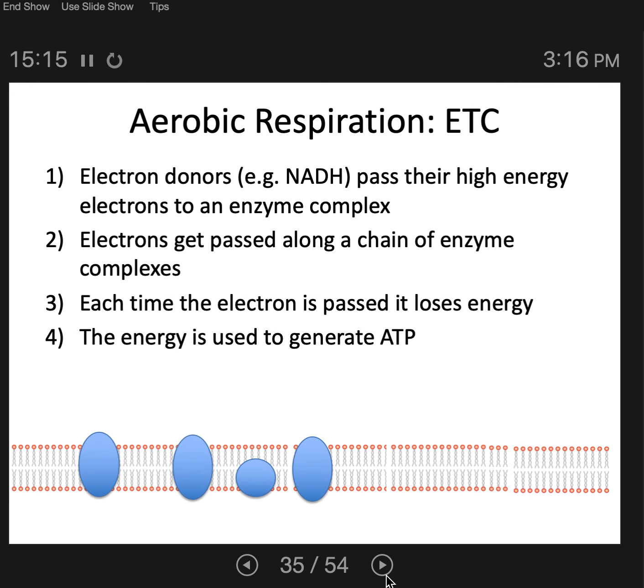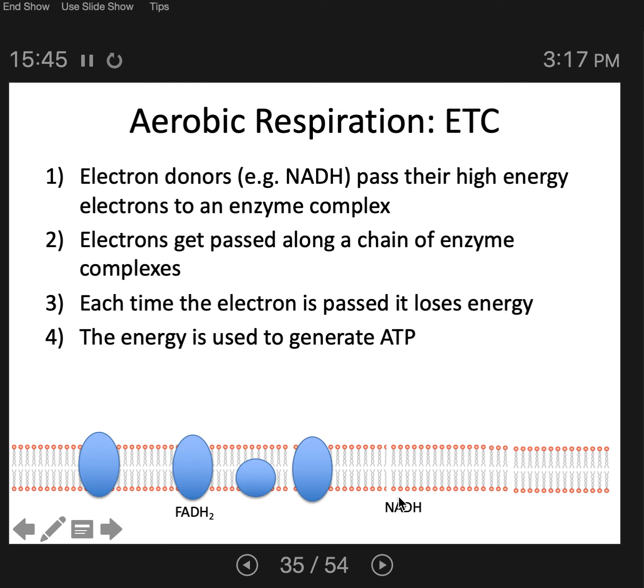So here I'm going to give a brief overview of the electron transport chain. In the next video, I'm going to go into a lot of detail. So in the electron transport chain, electron donors, like NADH and FADH2, pass those high energy electrons that they stripped from food to an enzyme complex. Right? There they are. So here are these enzyme complexes embedded in this membrane.